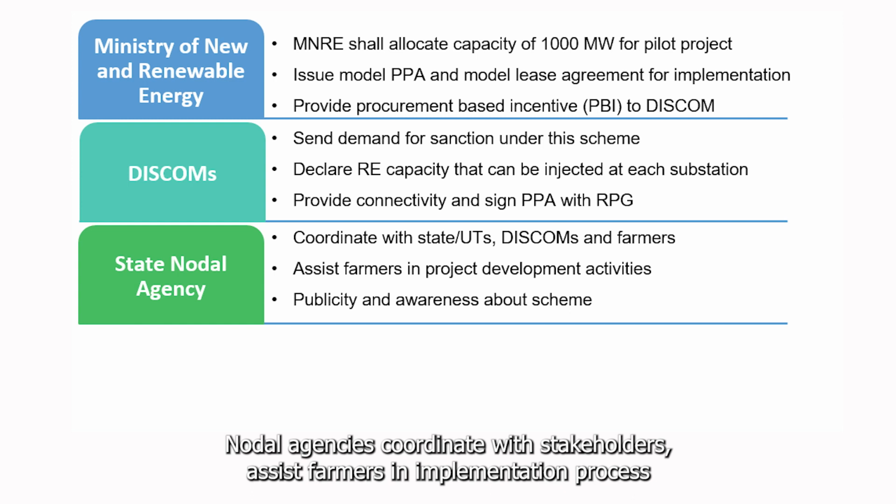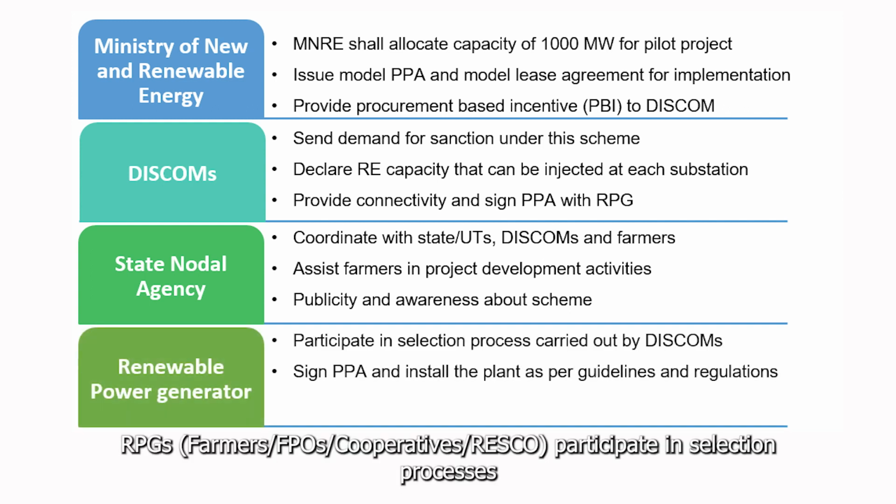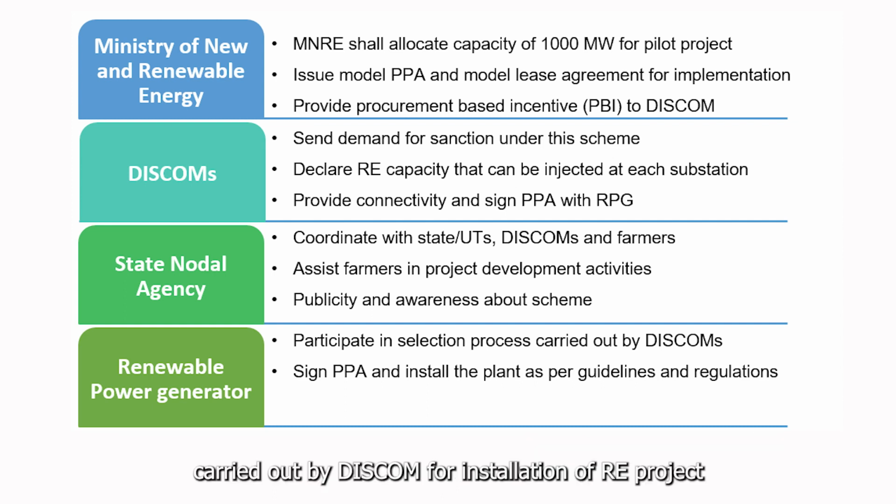Nodal agencies coordinate with stakeholders, assist farmers in the implementation process, and create awareness about the scheme. RPGs, that is farmers, FPOs, cooperatives, RESCO, participate in selection processes carried out by DISCOM for installation of the RE project and sign agreements with them.